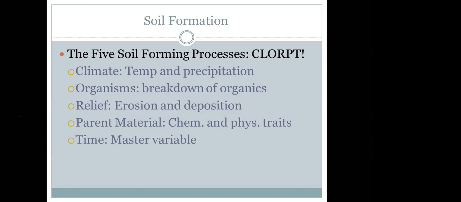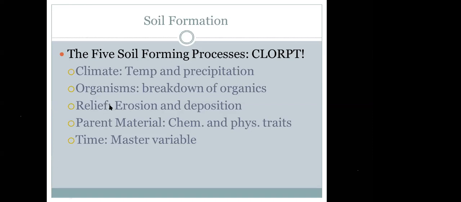It gets nutrients that were locked up in that leaf, locked up in that manure, locked up in that dead animal, and they put it into a form that can be dissolved in the water and then taken up again by plant roots. So they're great nutrient cyclers.